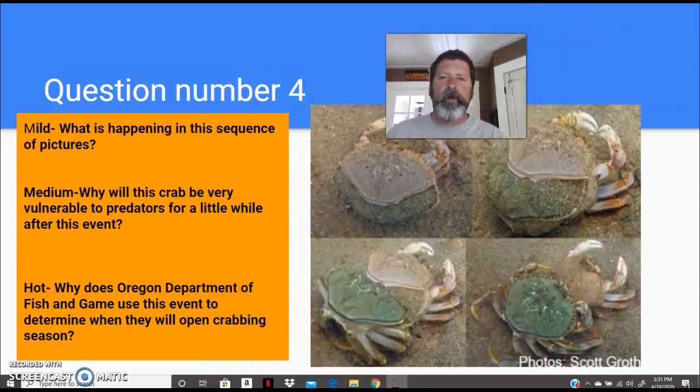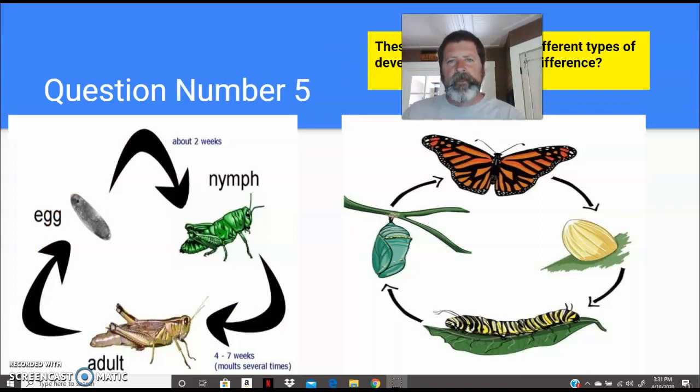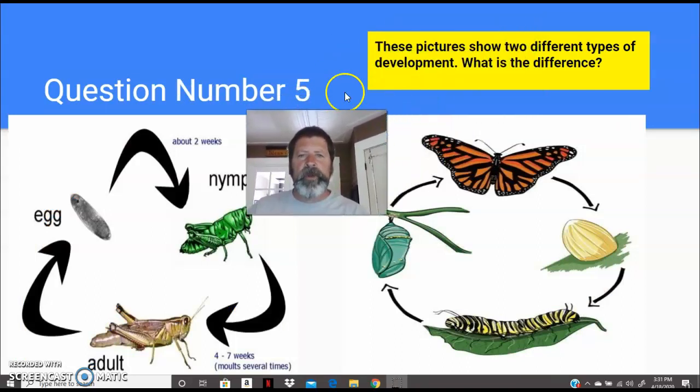All right, question number 4. What's happening in this sequence of pictures? Your medium choice, why will this crab be very vulnerable to predators for a little while after this event? And your hot choice, why does ODF&G use this event to determine when they're going to open a crabbing season? All right, next question. These pictures show 2 different types of development. What's the difference?